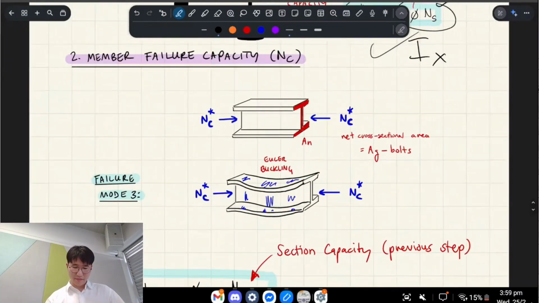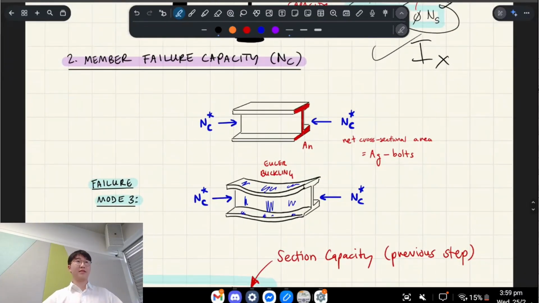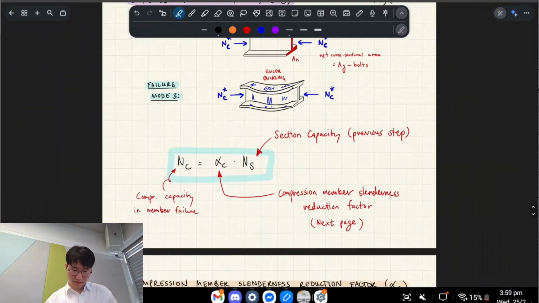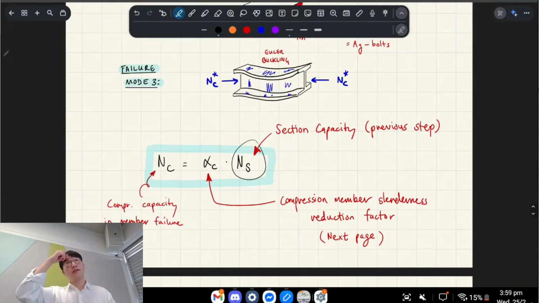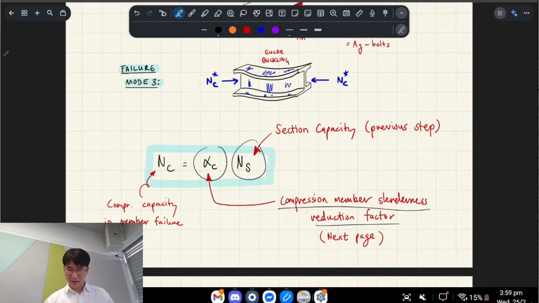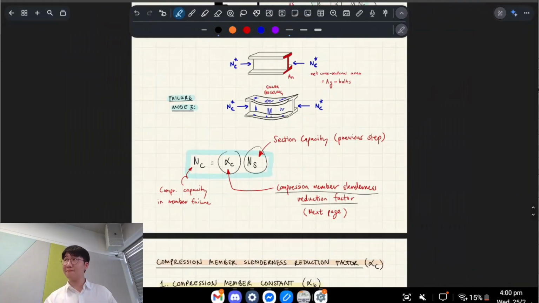All right. The other thing is Euler buckling. So that's this whole global situation that's going on, right? Basically, you take the capacity that you found in the previous step, and you multiply it by this alpha c constant. So what is alpha c? It's the compression member slenderness reduction factor. This is found through a few more steps.